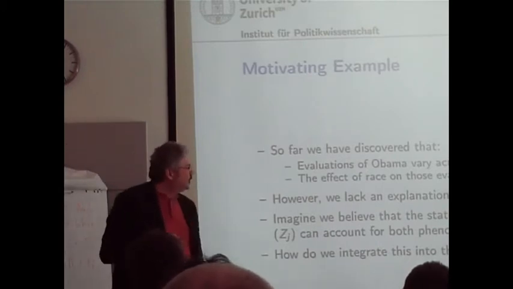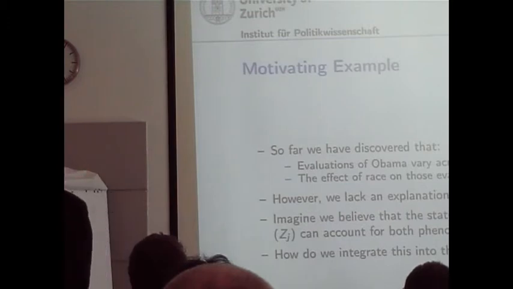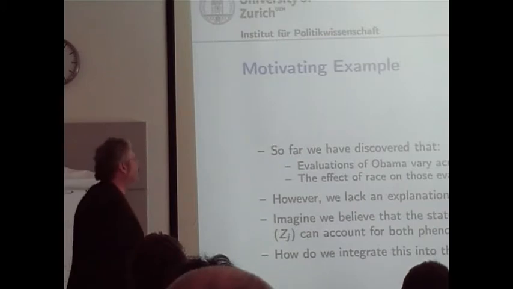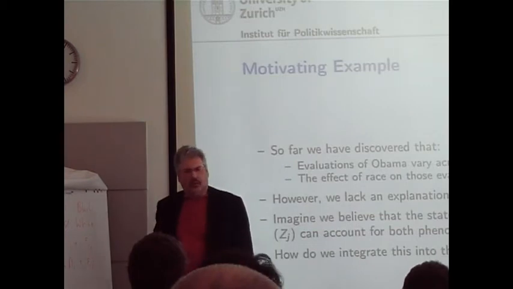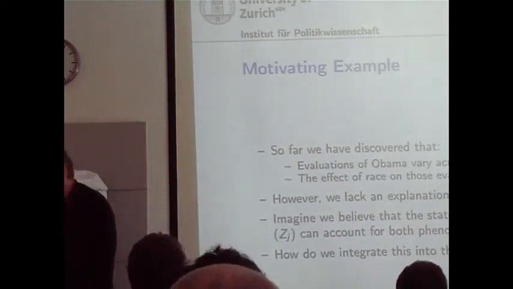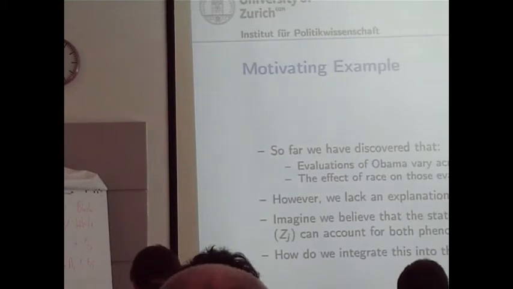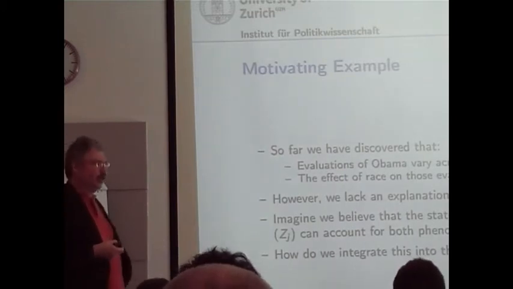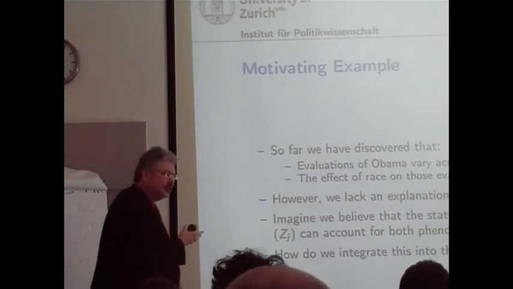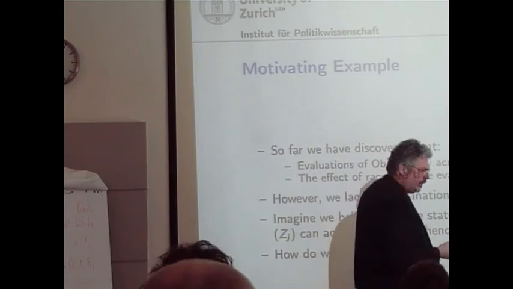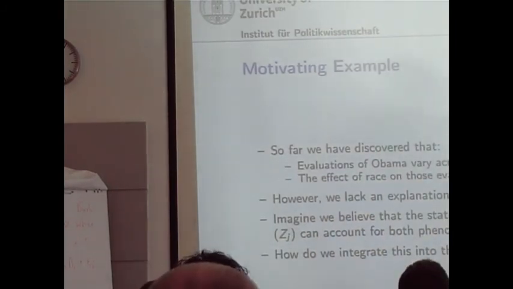That the effect of race on those evaluations varies across states. That's probably a bigger surprise. It's probably not something you would have expected. But we don't have an explanation for either phenomenon. Why are people in Alabama so negative about Obama compared to people in Illinois? Why is the effect of race in Texas so much smaller than the effect of race in Mississippi? Now, of course, in principle, you could have different explanations for both of those things.